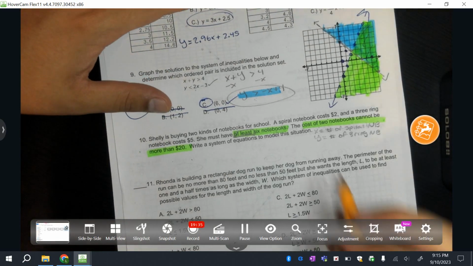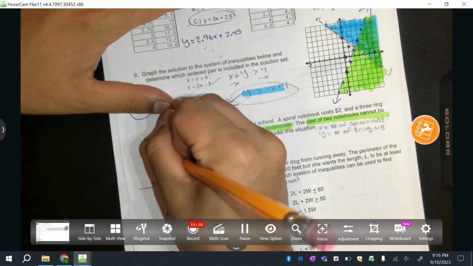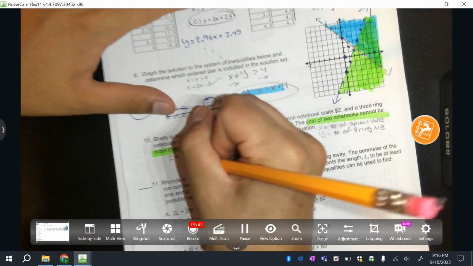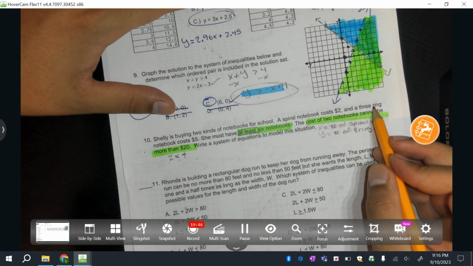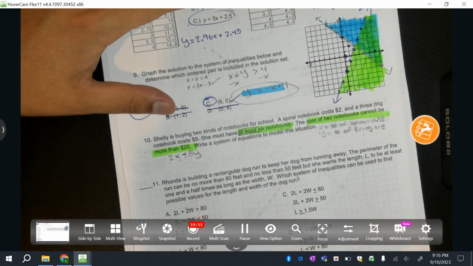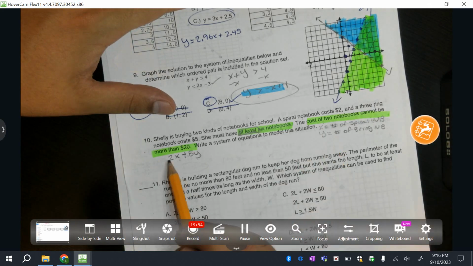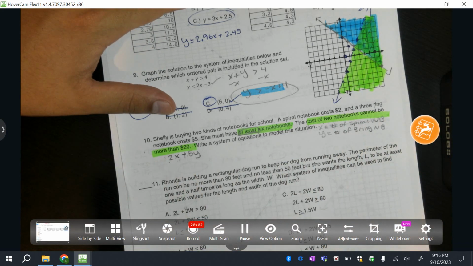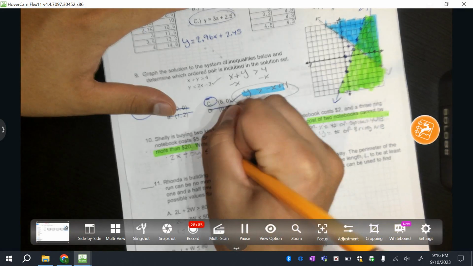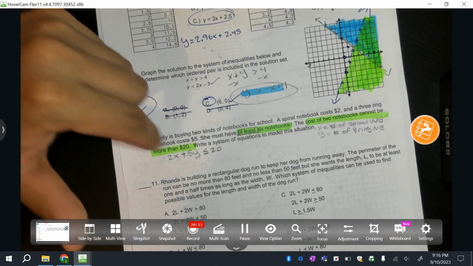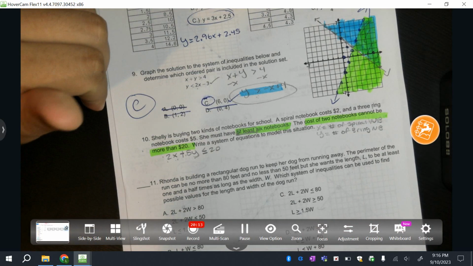Alright, so we know that 1 spiral notebook costs $2, so that's 2x, $2 per spiral notebook, and 3-ring notebooks cost $5, so 5y, $5 per 3-ring. And for the cost of both notebooks, they cannot be more than $20. So cannot be more than is saying it has to be less than or equal to. We do not want to go over $20, so the total cost has to be less than or equal to $20.